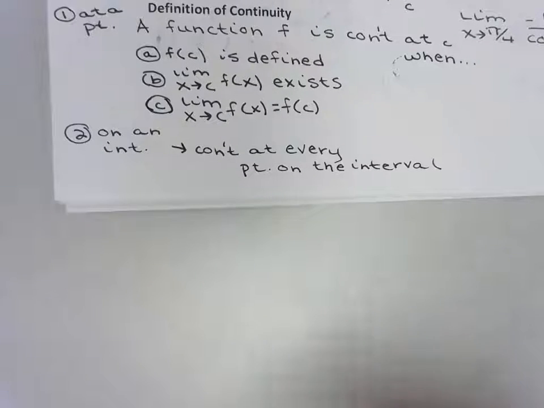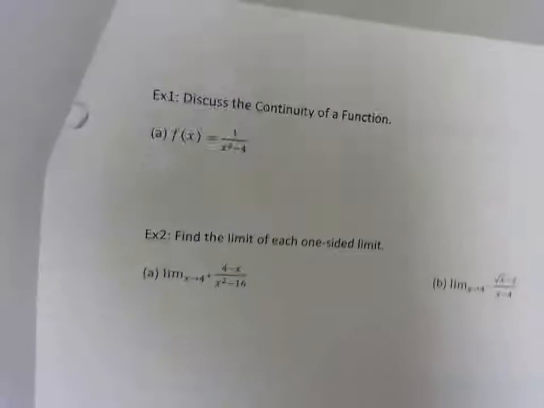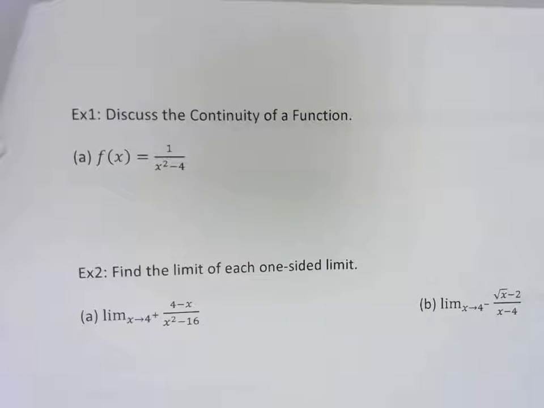So basically, as I'm looking at continuity, I'm looking for asymptotes, and I'm looking for any open circles. Those are the two big things where it's going to mess up my continuity. Are we good? Okay. So let's look at example 1. I want to discuss the continuity of this function.